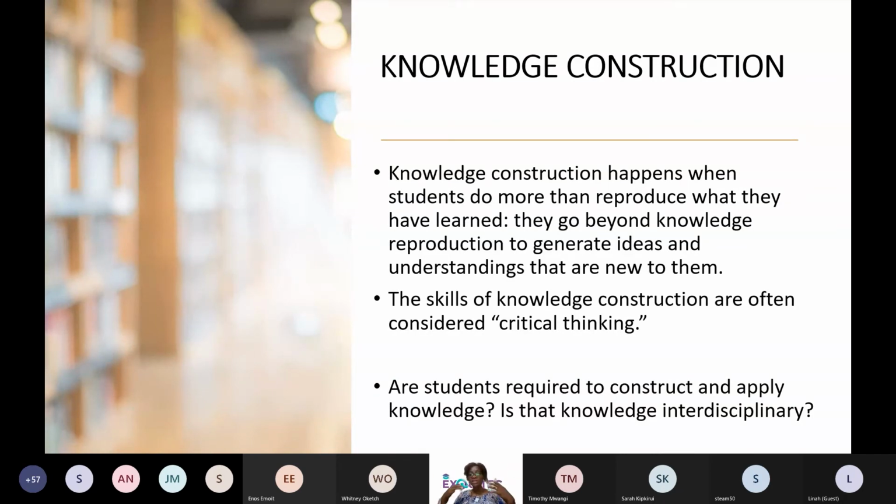The skill of knowledge construction is often considered critical thinking. So, okay, this and this gives me this. What if I add C to it? What would happen? If I remove B from it, what would happen? Okay, I learned for instance, that, let me give an example here.